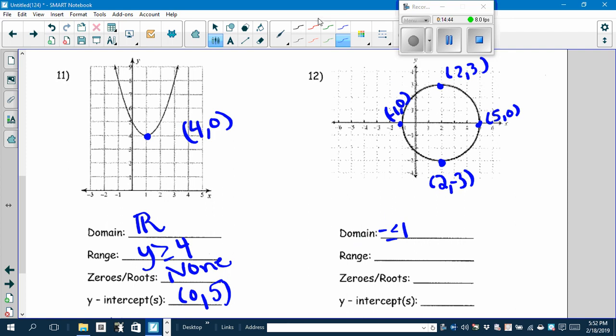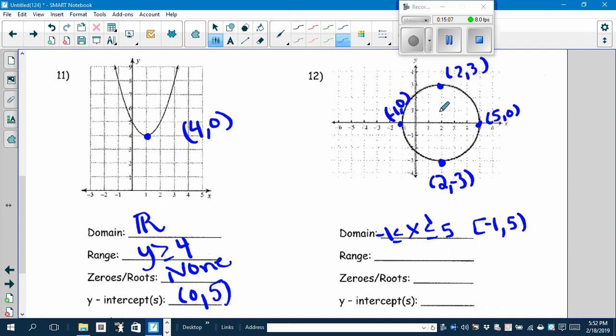I'm sorry. Oops. Erase that again. So we have x values, and we set up an inequality here. X is greater than or equal to -1, and it maxes out at 5. If we were to do interval notation, it would be like this.